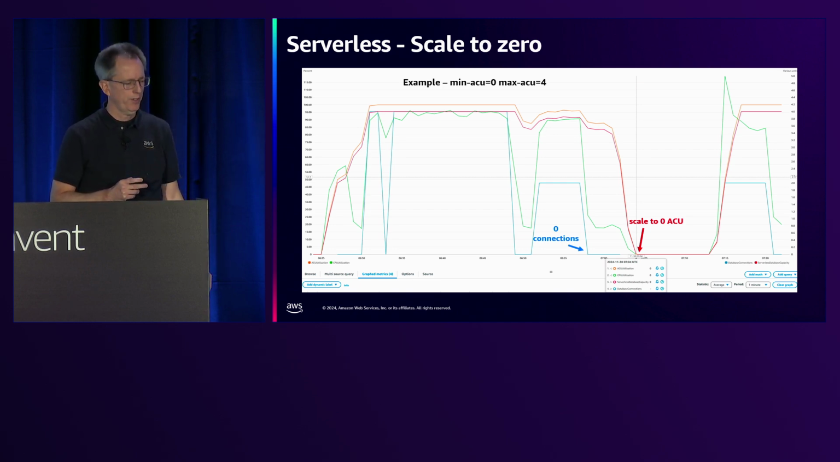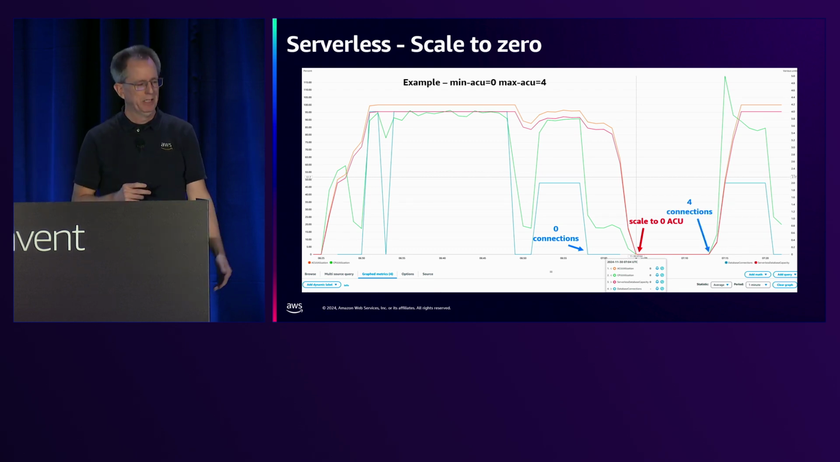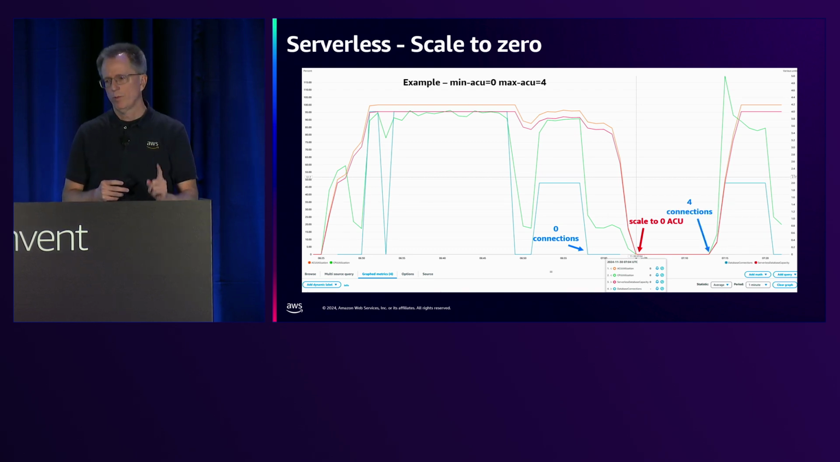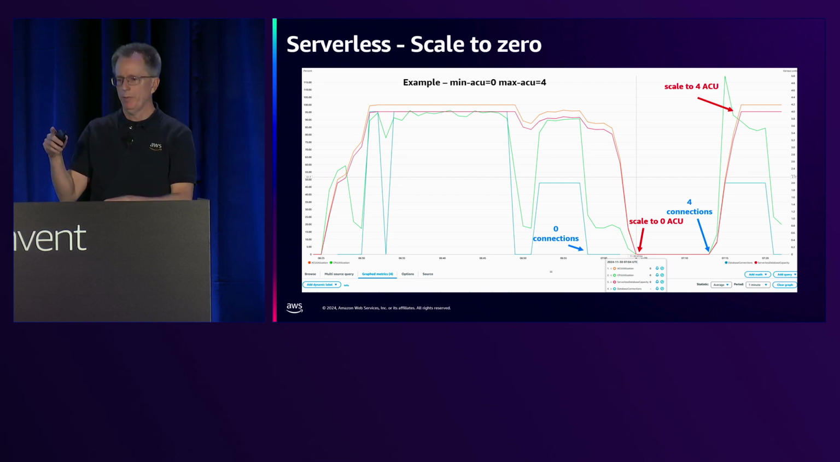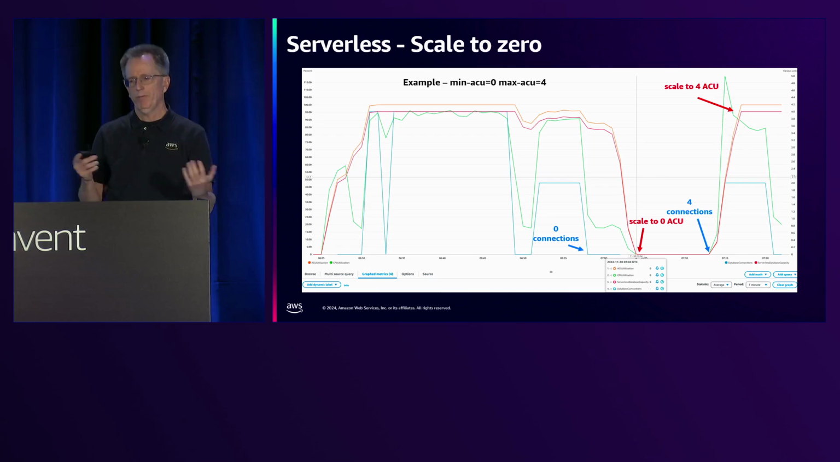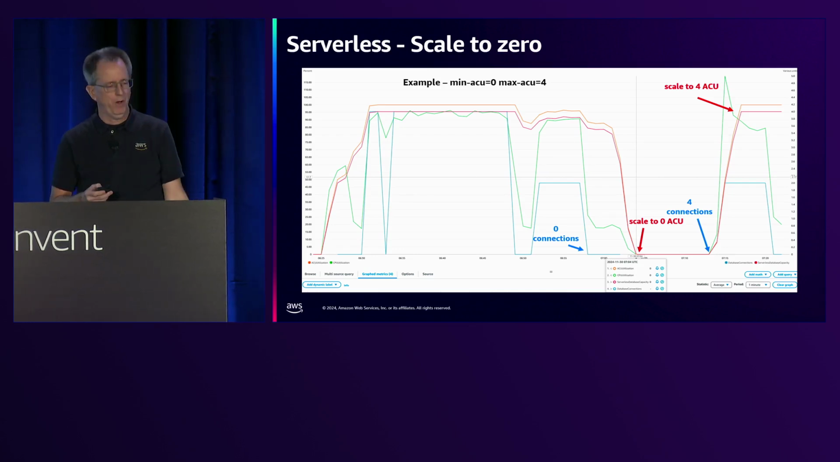So it's parked, essentially. And then a few minutes later, guess what? I start my benchmark back up again, and we scale up. Now, the thing to note is when you scale back up, you're starting from 0.5 ACUs. So it did take like a couple of minutes to get back to 4 ACUs. But from a testing perspective, this is probably fine, right?